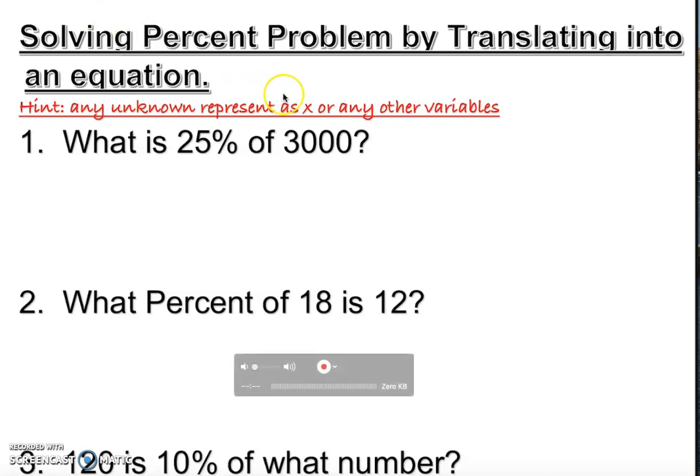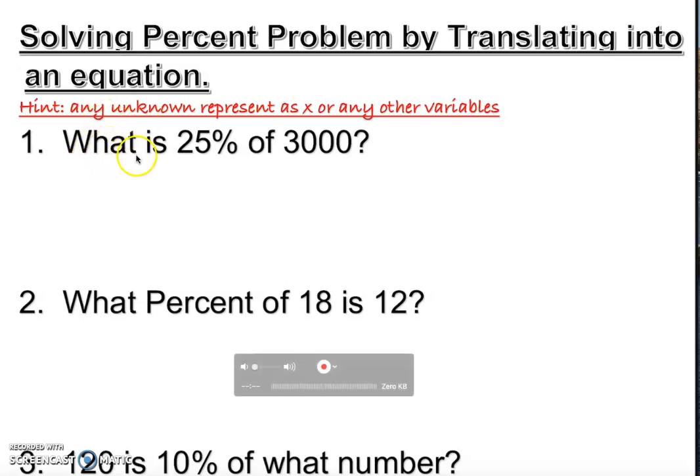Okay, in our last video we solved percent problems by proportion. In this video we're going to solve similar percent problems by translating into an equation. You will find out they're almost the same, a little bit different, but there are more similarities also. Okay, so let's take a look at the first one.